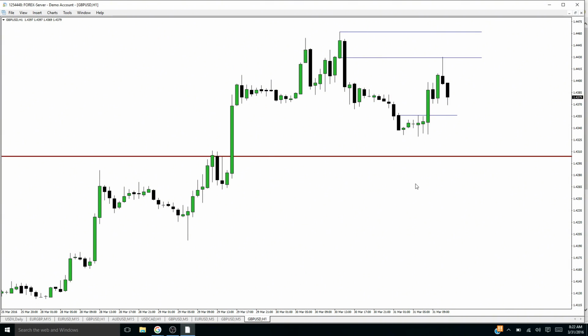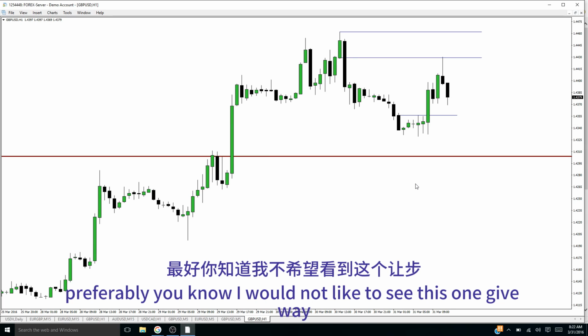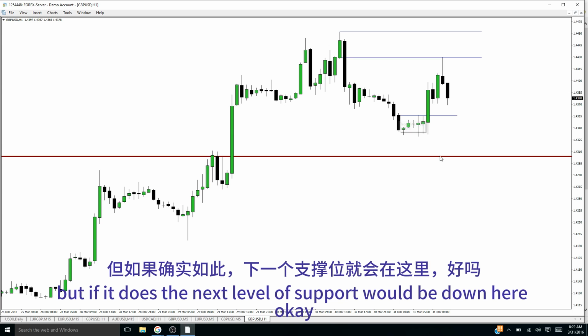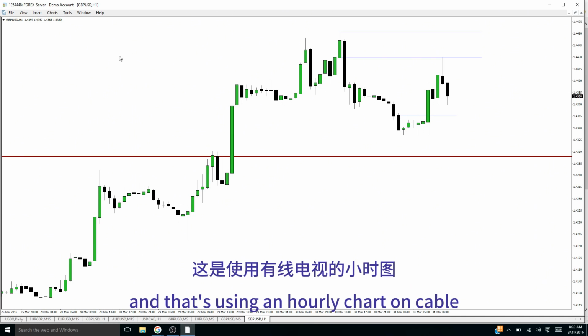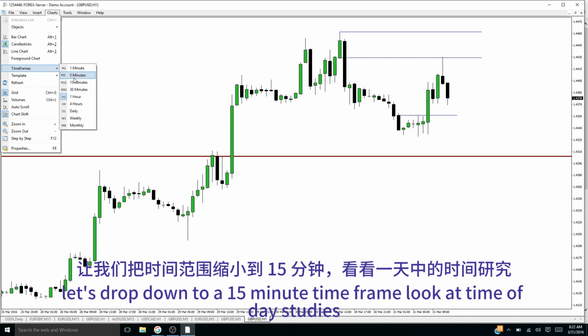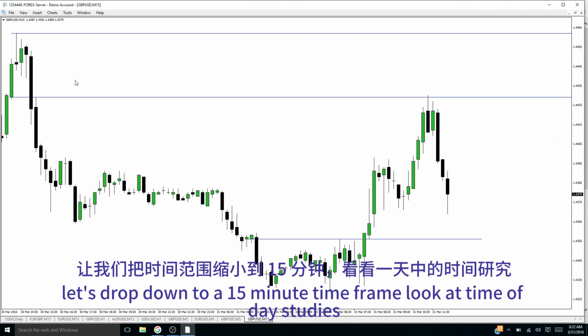Preferably, I would not like to see this one give way, but if it does, the next level of support would be down here. Okay, and that's using an hourly chart on cable. Let's drop down to a 15-minute time frame. We'll look at time of day studies.